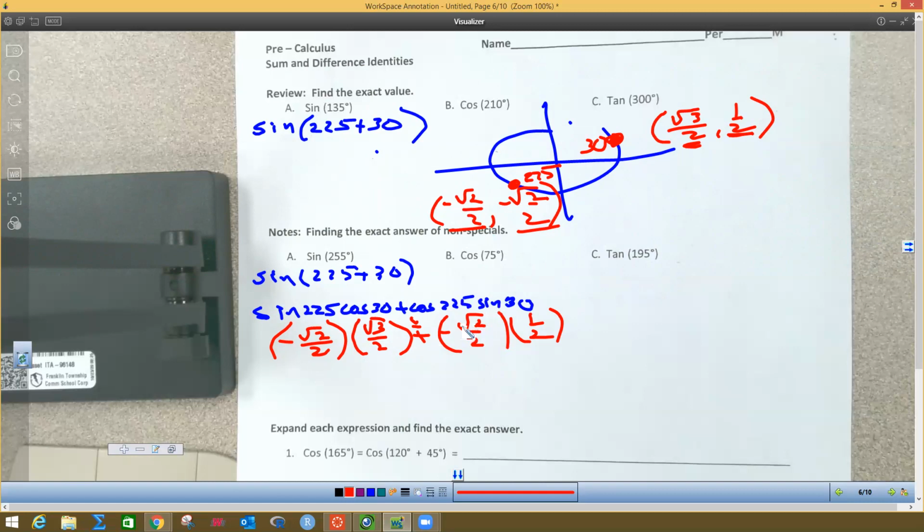Okay, going on. Now I got to multiply. How do you multiply fractions? Okay, so what's negative radical 2 times radical 3? Negative radical 6. What's 2 times 2? Over here, what's negative radical 2 times 1?